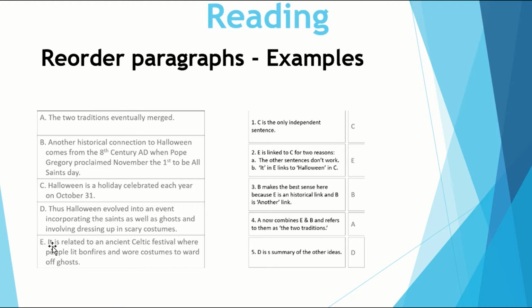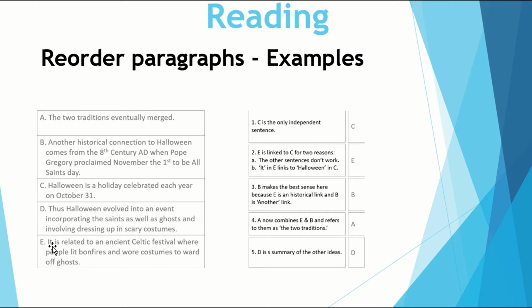For the third one, you'll see that the Celtic festival is the object which becomes the subject of the third sentence, which is logically B. "Another historical connection." So they want to talk about another historical connection. They say, "Another historical connection to Halloween comes from the 8th century AD, when Pope Gregory proclaimed November 1st to be All Saints Day," right?